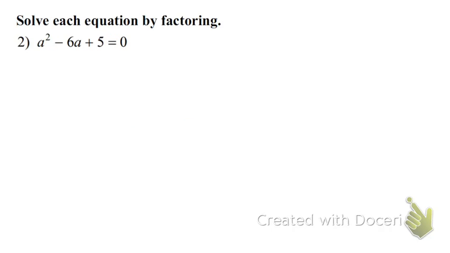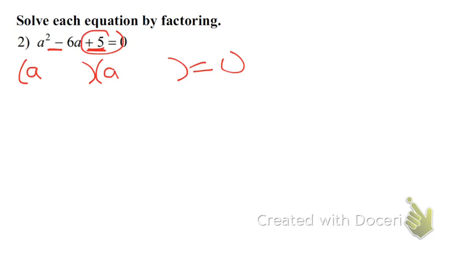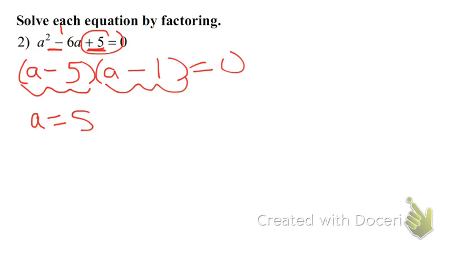Same type of problem. To get an a squared, I need an a times an a. Now I need two numbers that multiply to a positive 5, but add to a negative 6. Remember, if this last number is positive, the signs have to be the same. And this negative here tells me they're both going to be negative. So two numbers that multiply to positive 5 and add to negative 6 are going to be 5 and 1. Then set each group equal to 0. This will equal 0 when a is 5. This will equal 0 when a is 1. Number 3.